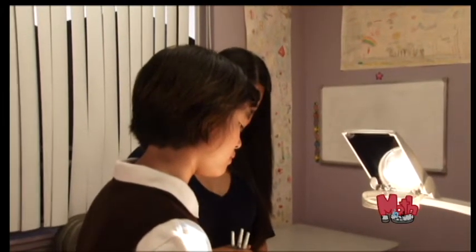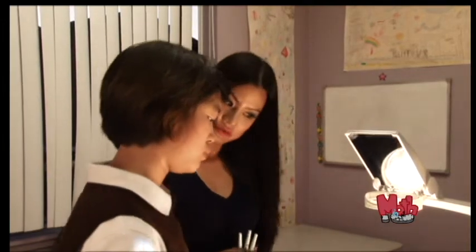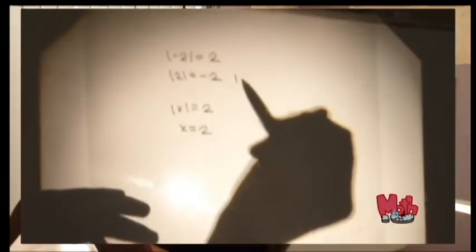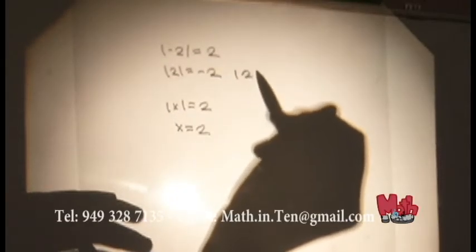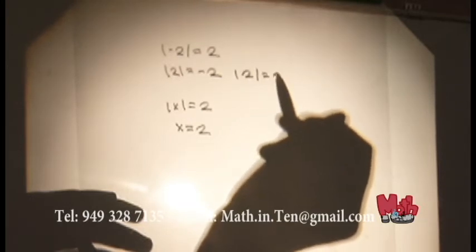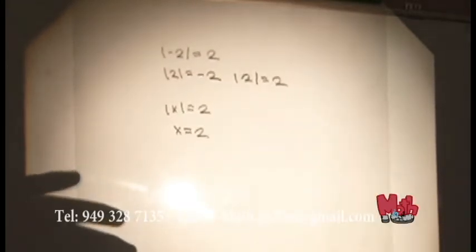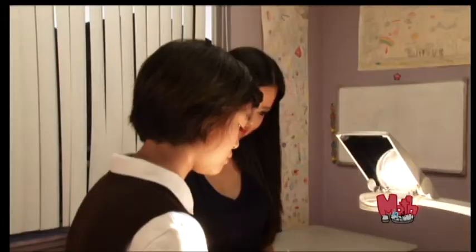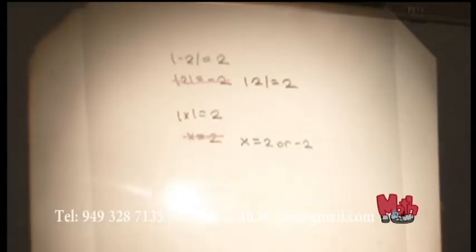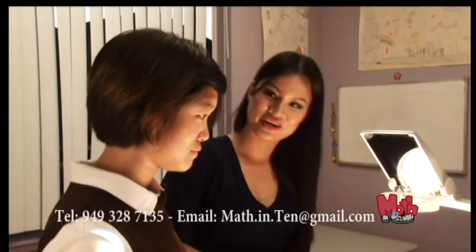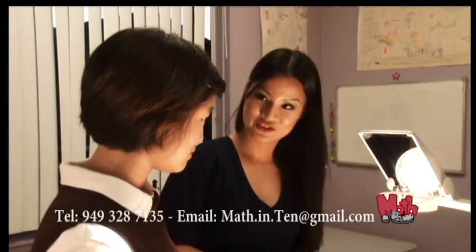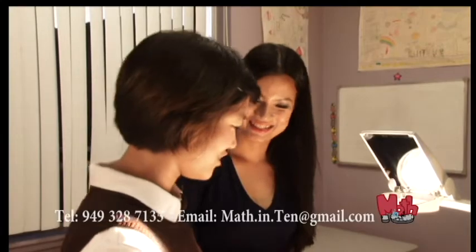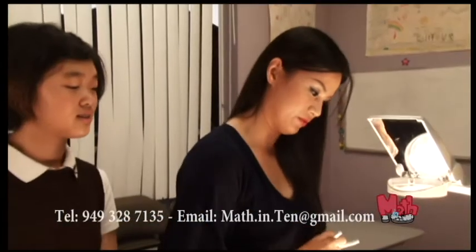So absolute value of 2 right now will be 2, because 2 is 2 units away from 0, right? And how about the next one? There we go. Absolute value of x equal to 2. Therefore, x equal to 2 or negative 2. Are you ready for some other more difficult examples? Sure. Okay, so that is your example.